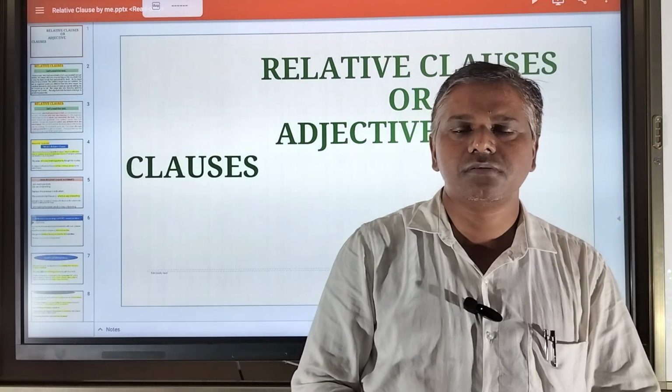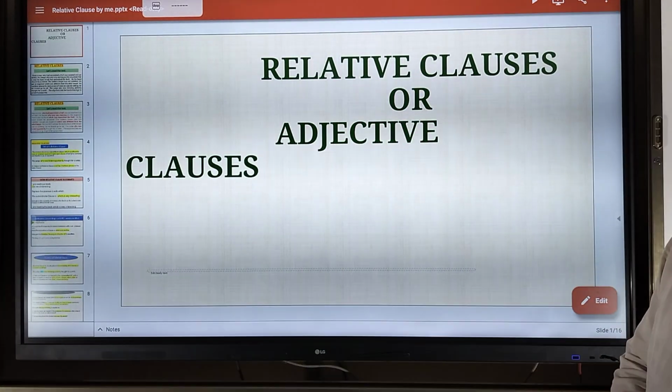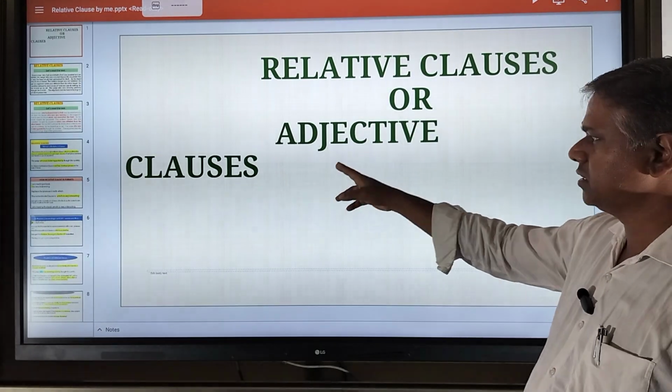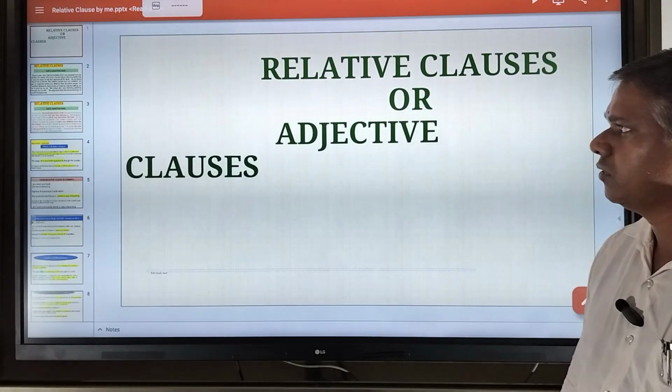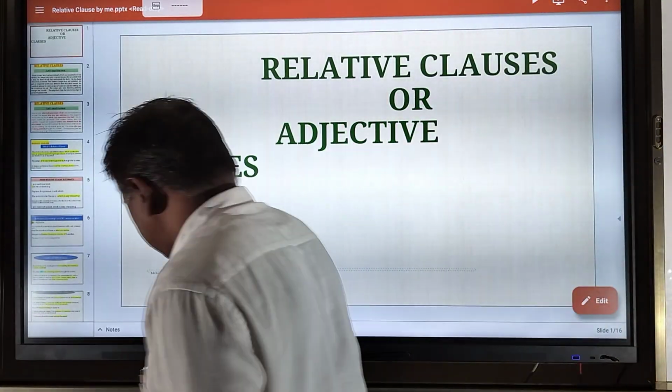Good morning, students. So today we are going to read the class 10th English grammar chapter, that is relative clause, or that is called the adjective clause. Okay. So first you have to read the paragraph.